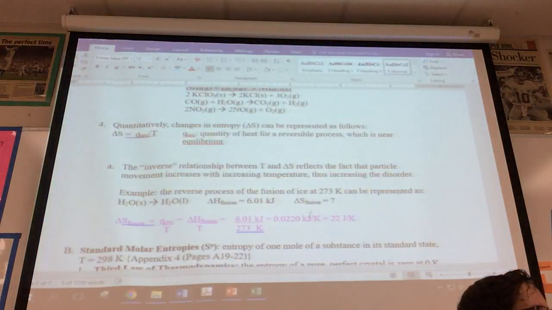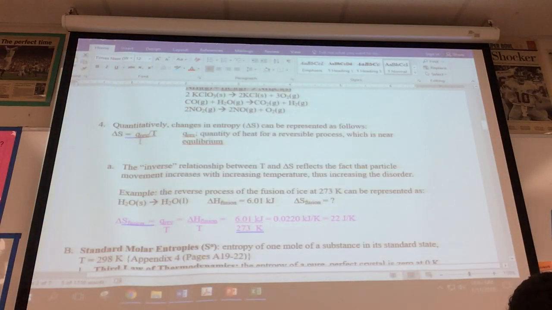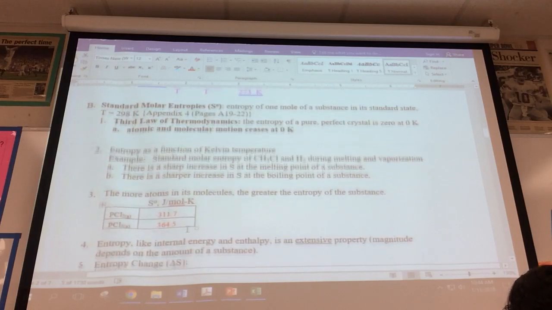You can calculate entropy from Q. I don't really see where we're going to be asked to do that, so I don't really want to get into it, and the relationship's a little tricky. But you know that as you increase temperature, what happens to particle movement? It increases, and as you increase particle movement, what's going to happen to the entropy? It's going to increase as well, more and more disorder. But I don't really feel that you will be required to know this, so let's not.